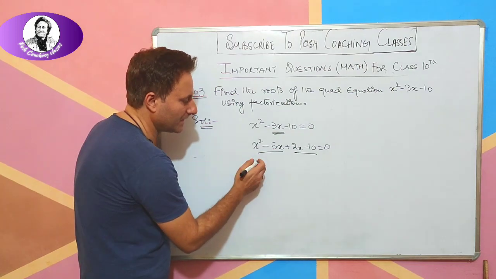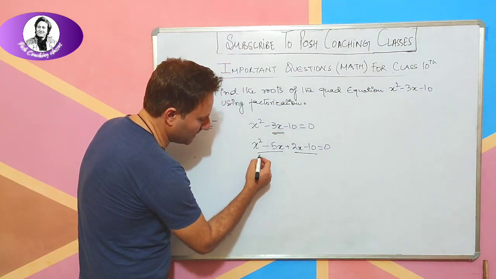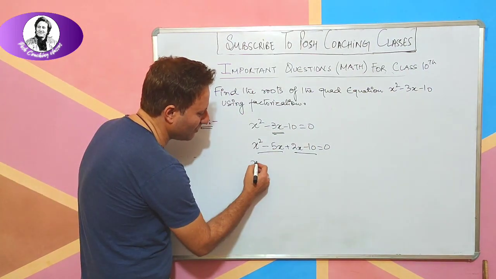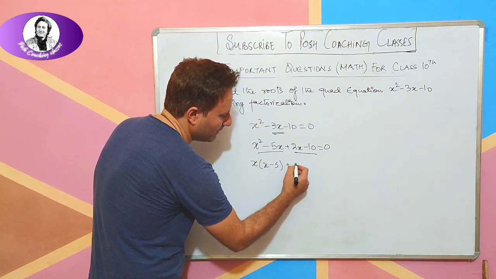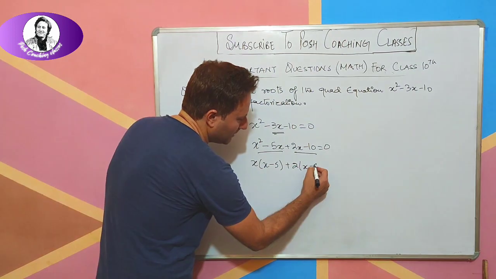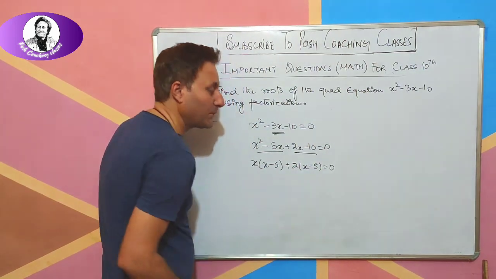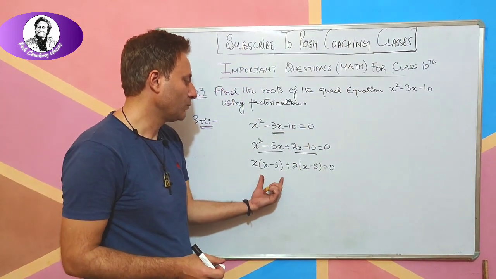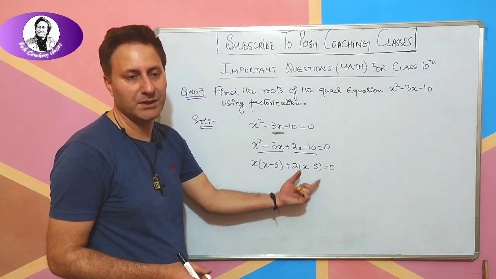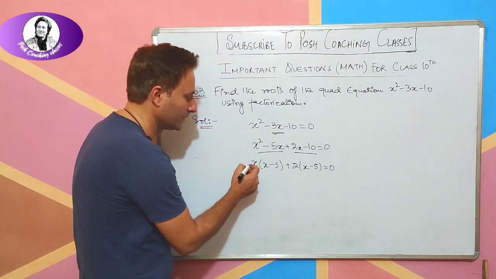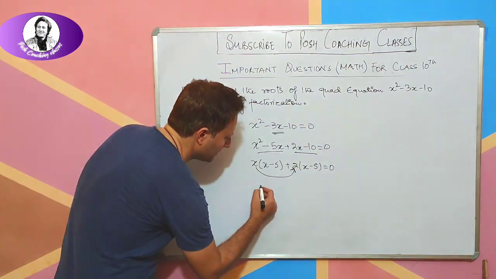Pair them and take the common factor out. So we have x common here, so we'll take x, minus 5 remains inside, then here we have 2 common, x minus 5. One more thing you need to keep in mind is that whatever comes in the bracket should be the same. If it is not the same, it means there is some mistake we have made. So we'll just combine these two.